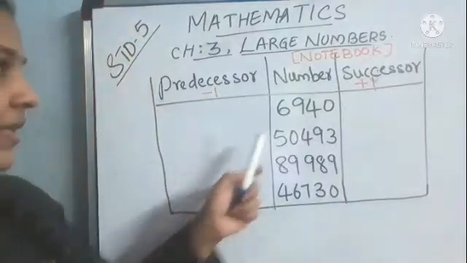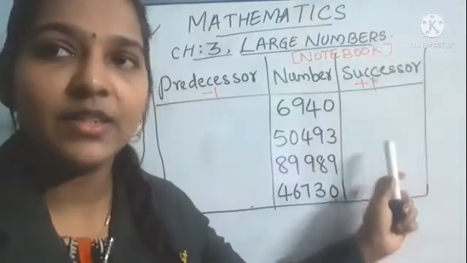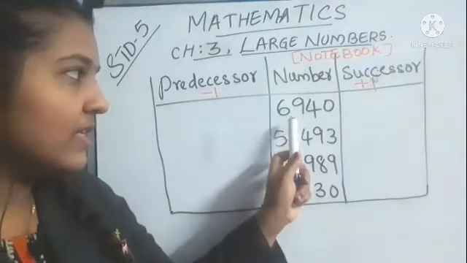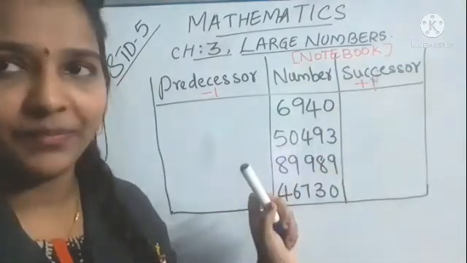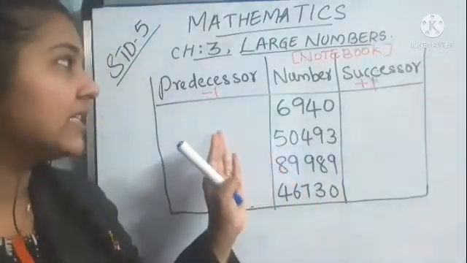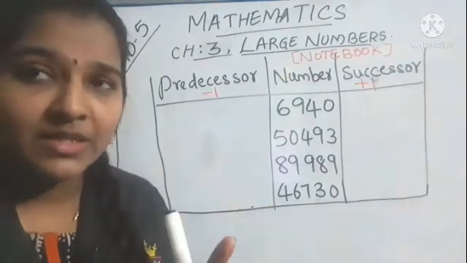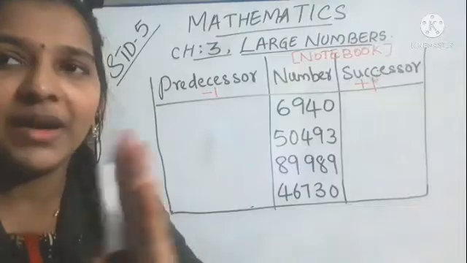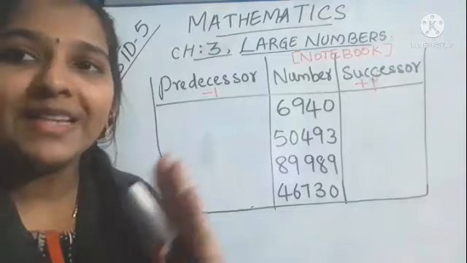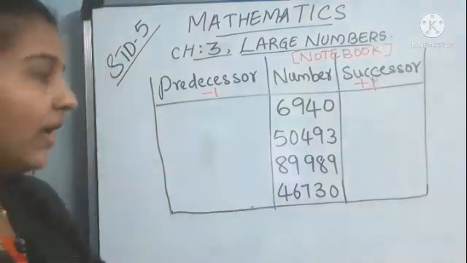Children, here some numbers are given. You have to find out the predecessor and successor of these numbers. Okay. So look at the numbers. 6,940. So you have to find out the successor and predecessor of this number. Children, we know predecessor means before number. That means minus 1 from the given number. Okay. Then successor means plus 1. That is, add 1 to the given number.